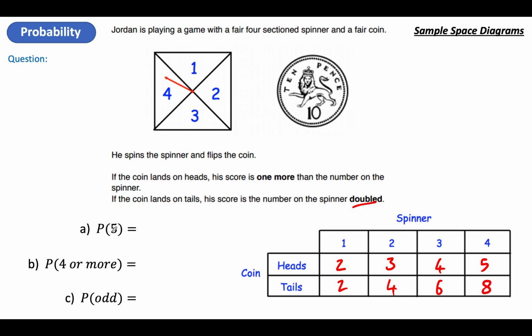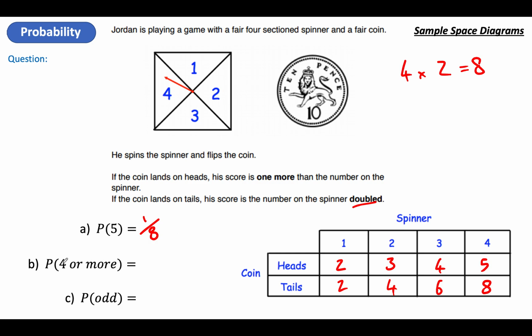What's the probability that we get a score of 5? Well, there's only 1 of those out of 8 different outcomes. In fact, let's do our little product rule for counting, our timesing rule. There are 4 outcomes on our spinner, and there are 2 outcomes on the coin. Multiply those 2 together, 8 different outcomes. There they are. See, it works.